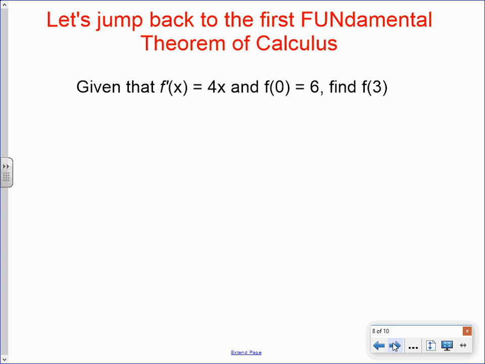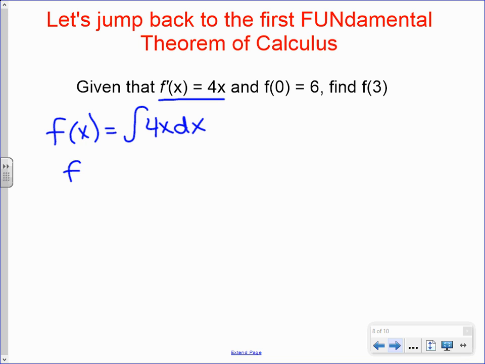What are your thoughts? Okay. So if this is the derivative, then you're saying f of x is the antiderivative of 4x dx? Okay, so what would we get? 2x squared plus c, and then c equals 6.